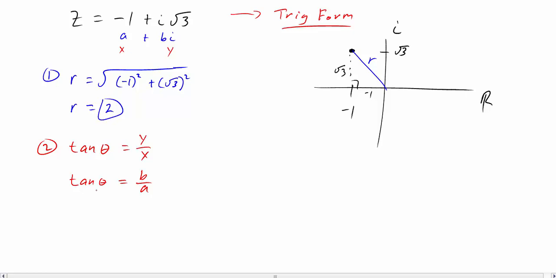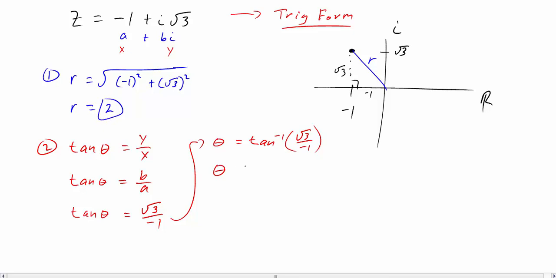And if we're looking for the angle, then we would simply say the tangent of theta is equal to b, which is the square root of 3, over a, which is -1. In order to find theta, we would have to take the inverse tangent of square root of 3 over -1, which is just a negative square root of 3.